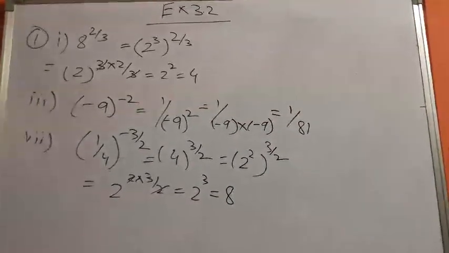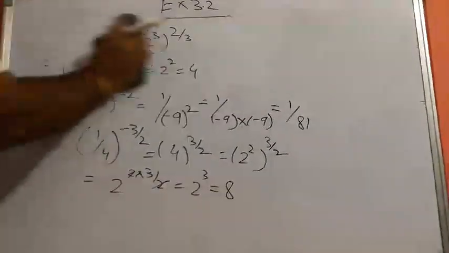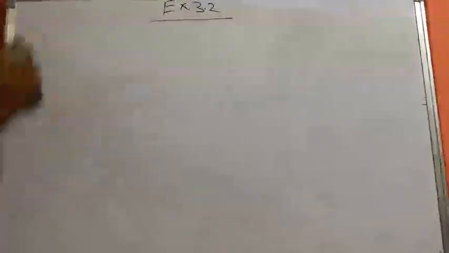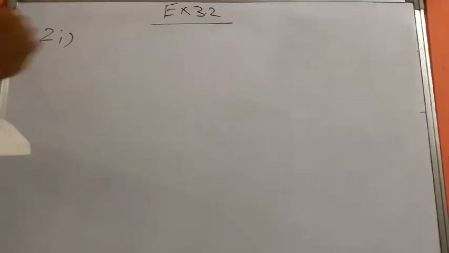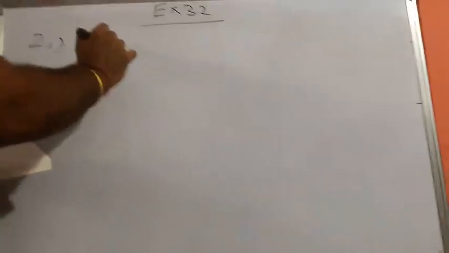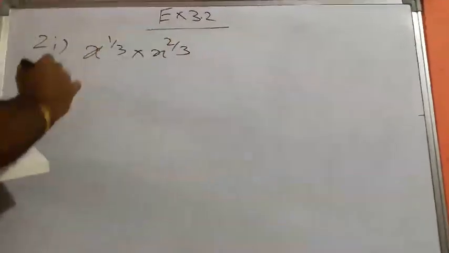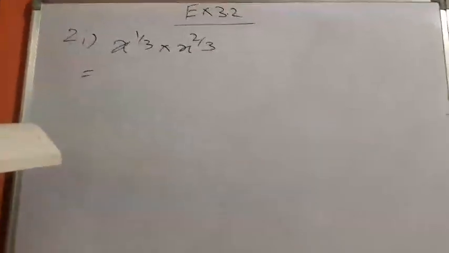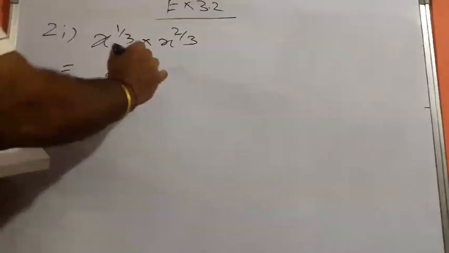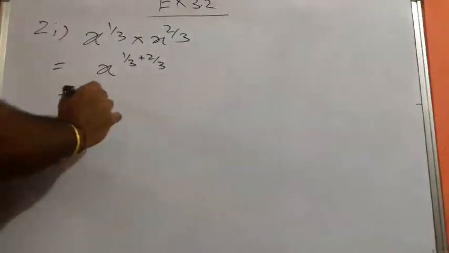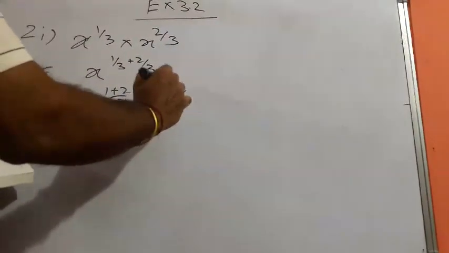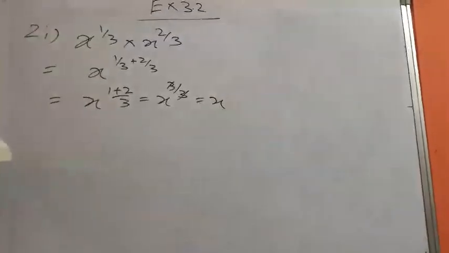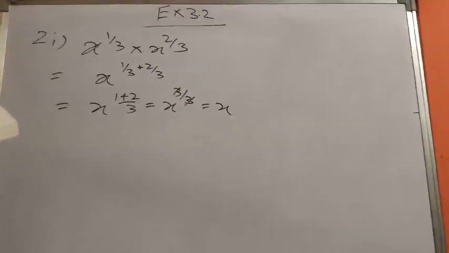Now we'll see question 2. The question says evaluate x to the power 1 by 3 into x to the power 2 by 3. When the base is the same, the powers are added according to the first law of exponents. So 1 by 3 plus 2 by 3 gives us x to the power 1 plus 2 by 3. So x to the power 3 by 3 gets cancelled, giving x to the power 1, or x. This is the final answer.